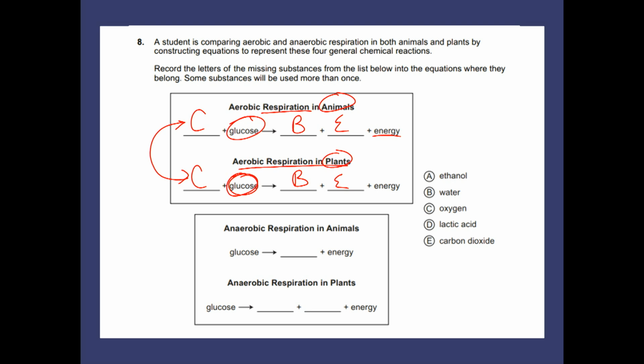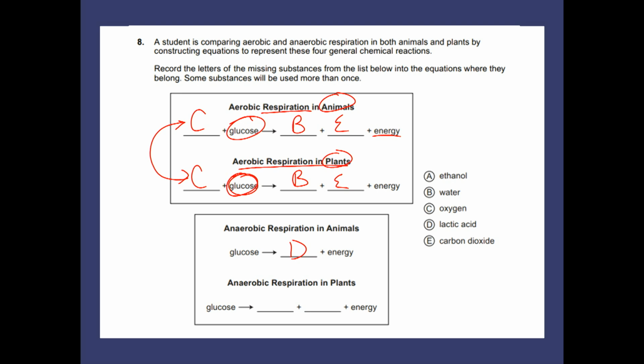anaerobic respiration in animals. Okay, so for anaerobic respiration, we have glucose. There's not going to be any oxygen involved here. That's what anaerobic means. But when we do that, we make energy, but we also make a little bit of lactic acid, and that's what makes your muscles feel tired after you've been working out a lot.